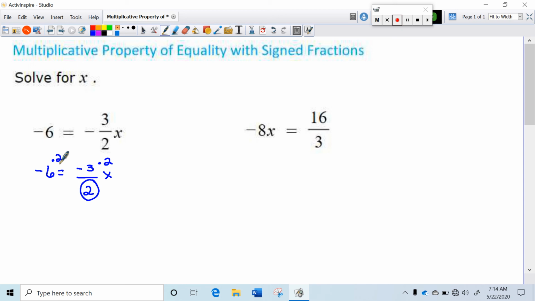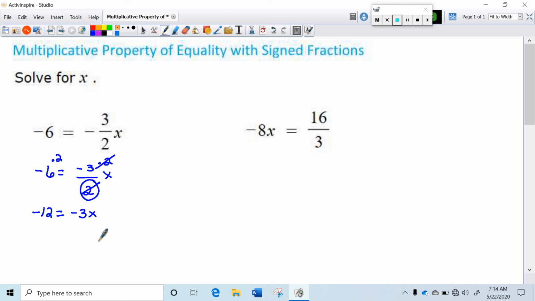So in algebra, a dot means multiply. So negative 6 times 2 is negative 12 equals, now with this fraction, any number on the top is the same as the bottom, cancel each other out. So all I have left there is a negative 3x.